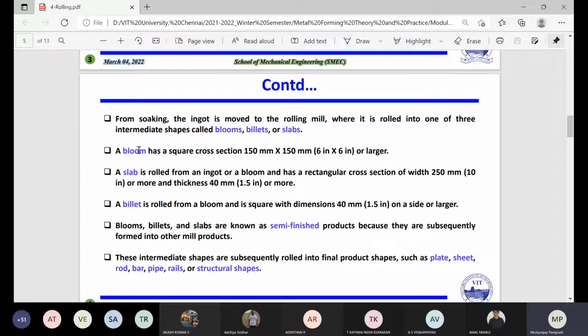What you are getting from the steel plant or any furnace, you send to the rolling mill. And the bloom, billet, and slab are known as semi-finished products. This is not a finished product that you sell to the market or give to the consumer. These intermediate shapes are subsequently rolled into final product shapes such as plate, sheet, rod, bar, pipe, rail, and structural shapes. So all these products, for example plate, sheet, rod, and bar, you get from the semi-finished products such as bloom, slab, and billet. Fine. Is it clear?